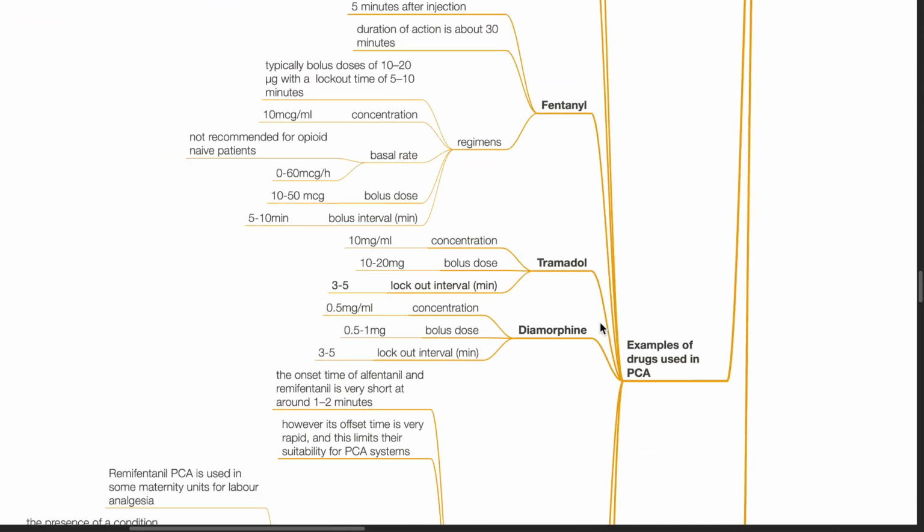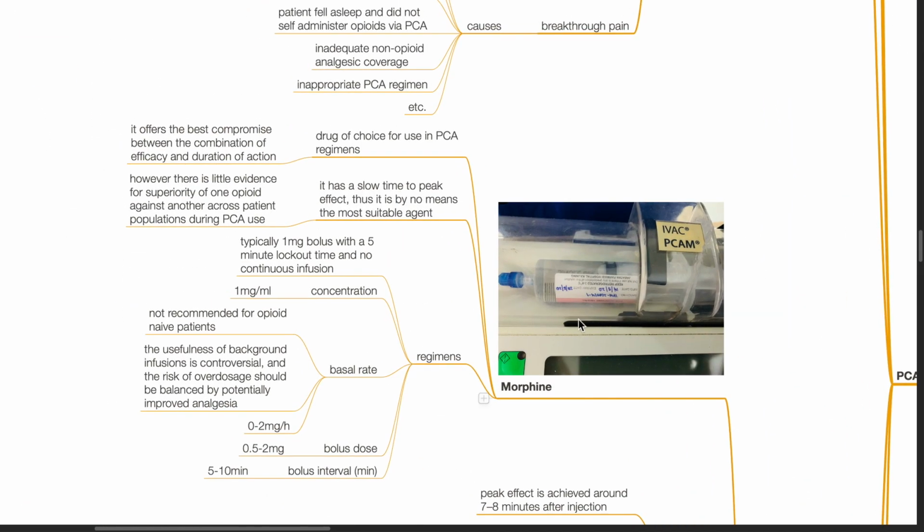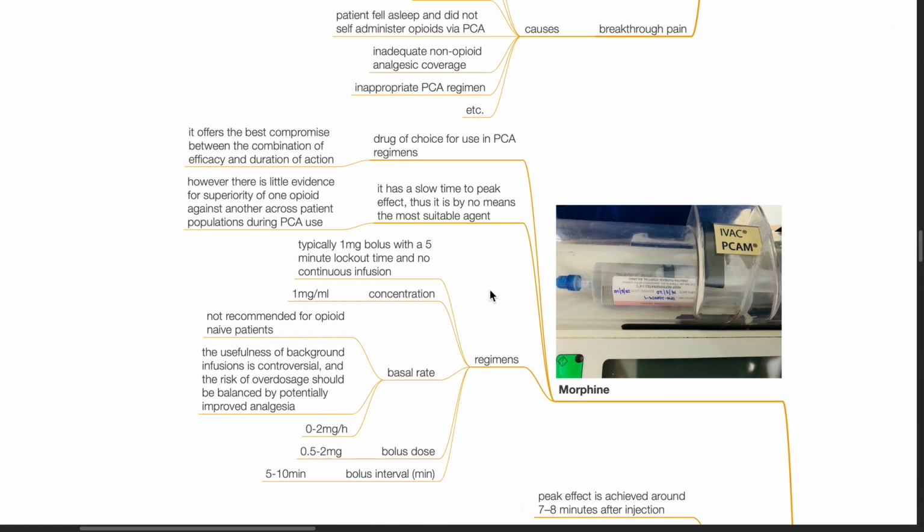Examples of drugs used in PCAs. Morphine. This is the drug of choice for use in PCA regimens. It offers the best compromise between the combination of efficacy and duration of action. However, it has a slow time to peak effect, thus it is by no means the most suitable agent. There is little evidence of superiority of one opioid against another across patient populations using PCA.